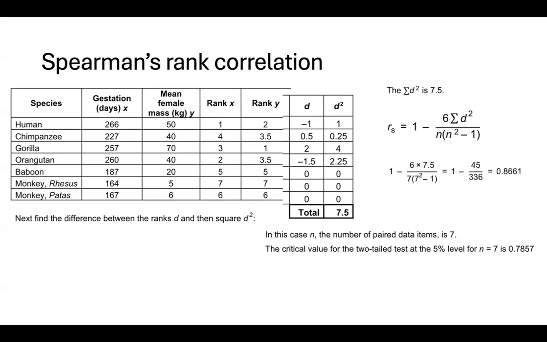I've done the maths for you. So the answer that we're getting is 0.8661, but our critical value is 0.7857. So could you pop into the chat what that means with the evidence, if we can reject the null hypothesis, or do we accept the null hypothesis if our value is greater than the critical value?